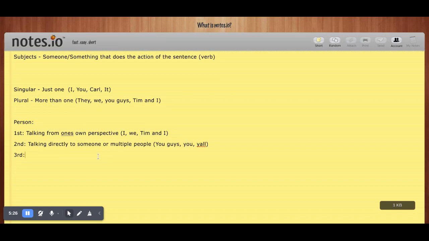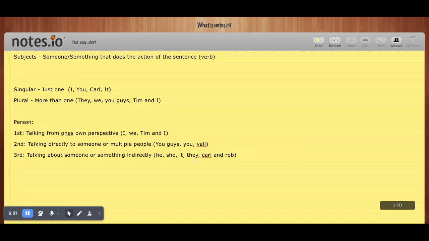So, now moving on to the last one, third person. This would be talking about someone or something indirectly. So you're not directly addressing this, but they're kind of out of the picture. So for example, this could be he or she or it or they. And so these would all be examples of third person subjects. Could also be, for instance, say Carl and Rob, all third person right there.